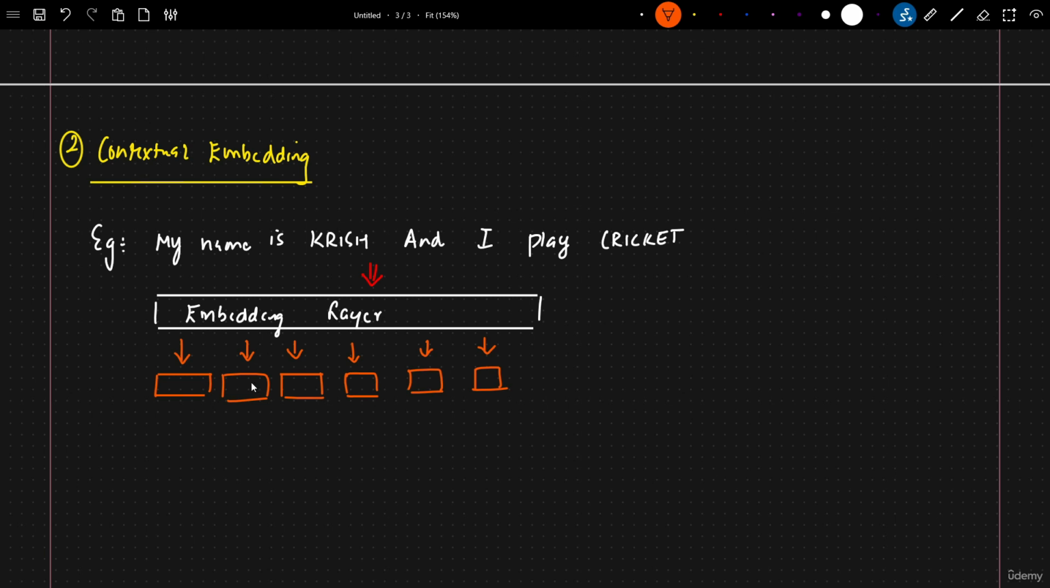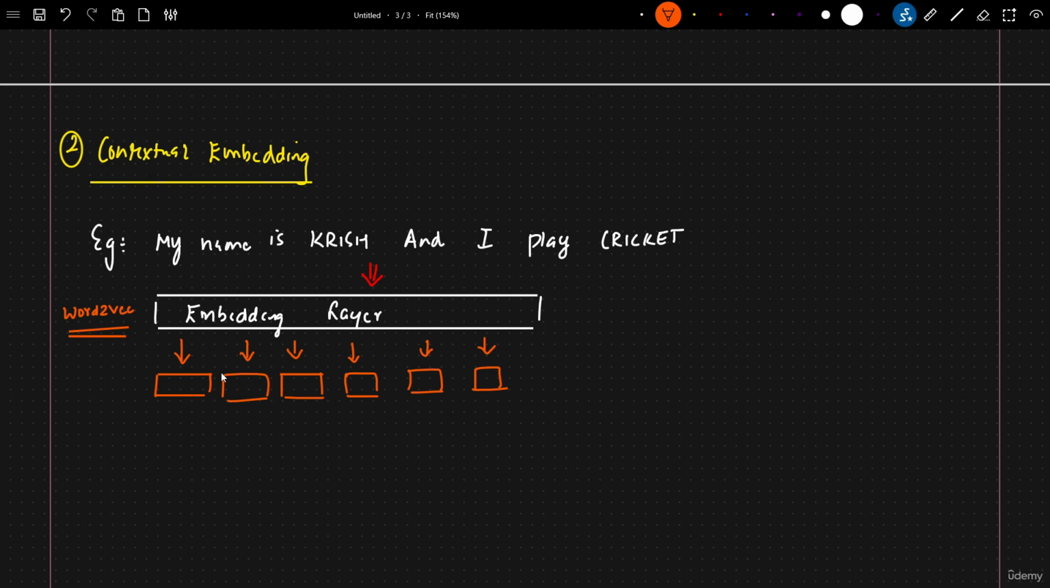If this embedding layer is using some word embedding technique like word2vec, for every word we are going to get a fixed vector. If "my" is there, I will get a fixed vector of some dimensions. Similarly "name", "is", "Krish", "and", "I", and "play" each get a fixed vector. All these words will be represented as vectors.